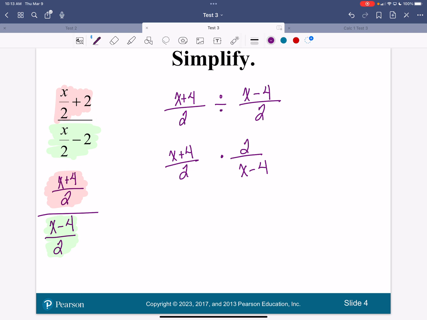Okay. So what I did first was I rewrote this as horizontal. So x plus 4 over 2 divided by x minus 4 over 2. Then I changed it using keep, change, flip. So I kept this right here, changed division to multiplication, and multiplied by the reciprocal. At this point, these cancel, and we are left with x plus 4 over x minus 4. And that is our final answer.